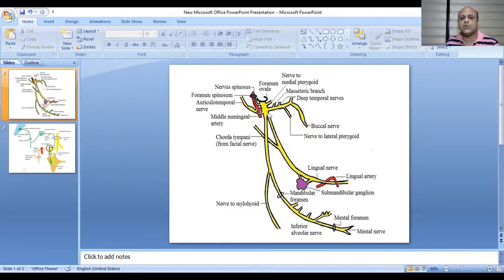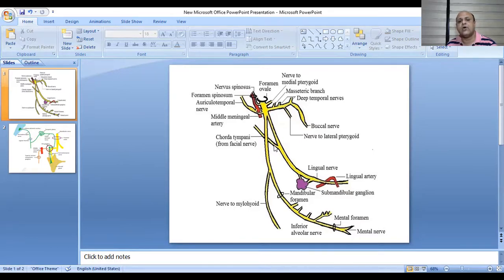Now, the smaller terminal branch of the posterior division is the lingual nerve. This lingual nerve arises 1 centimeter below the skull. 2 centimeter below the skull, it is joined by the chorda tympani from the facial nerve. Now, the lingual nerve gives the sensory supply to the anterior two-third of the tongue. But the chorda tympani component is joining with it. And the chorda tympani gives secretomotor supply to the sublingual and submandibular salivary glands. And it is also giving gustatory supply, that is the taste sensation, to the anterior two-third of the tongue.